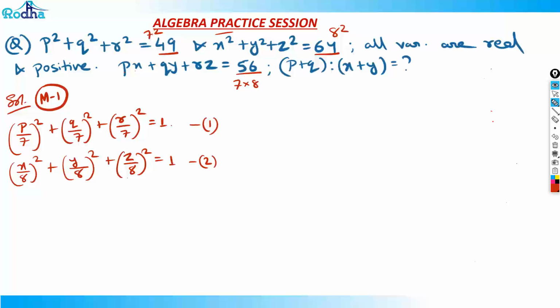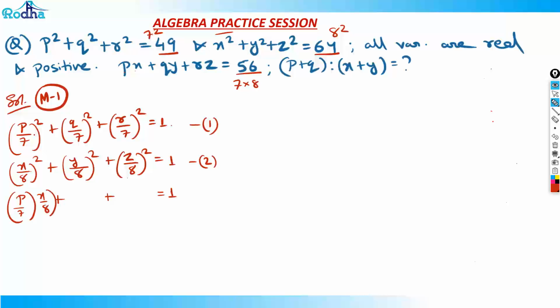And similarly, can I write this equation as px by 56 plus qy by 56 plus rz by 56 is equal to 1. Basically what I want is this multiplication, right? This is p by 7 here. So p by 7 into x by 8 is px by 56. So I should write it like this, p by 7 into q by 8, sorry, not q by 8, x by 8.